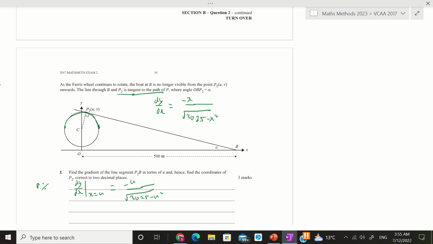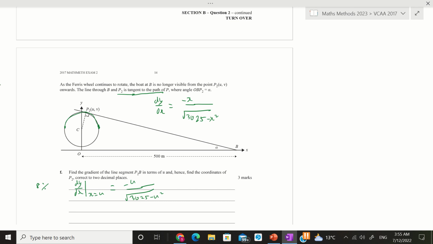Okay, so we found the gradient of the line segment P2B in terms of u. So we've got that first part done. But we want to find the coordinates of P2. So how do we do that? In order to do that, we need to find out what u is. Since we only have dy/dx in terms of u for the gradient of this line, we don't really have much chance of finding u, because there's nothing for us to compare it to. There's no equal sign for us to solve an equation.